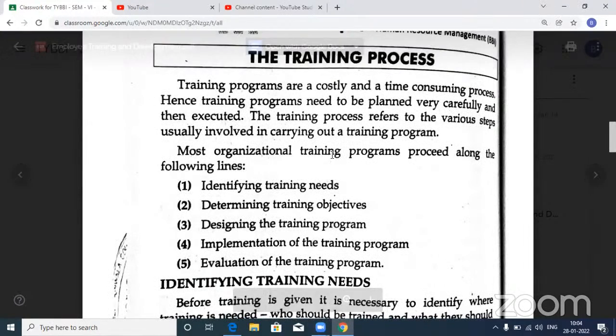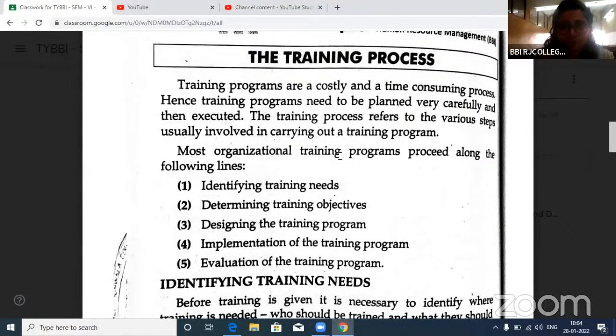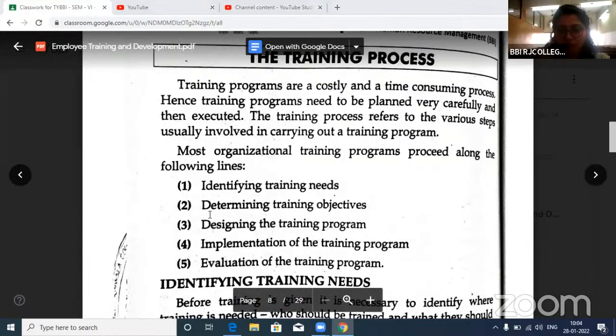Okay. So see, the training process. Now we need to start with this training process. What do you mean by training process? Students, always remember training has a process. That means there is some procedure that we need to follow when we train employees.